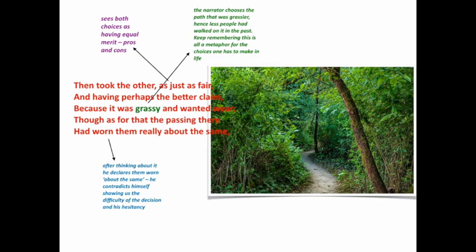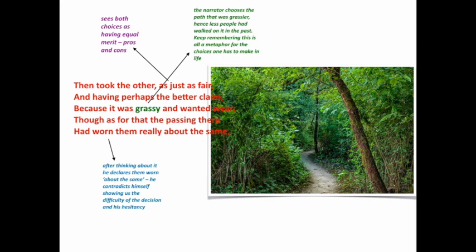Then took the other as just as fair. The speaker says that he took the other path, judging it to be just as good a choice as the first one, and supposing that it might even be the better option of the two, since it was grassy and looked less worn than the other path. It shows that not many people had walked on this path earlier. That's why this path was grassy. And what do you mean by wanted wear here? Wanted wear means that it was not walked over by many people.